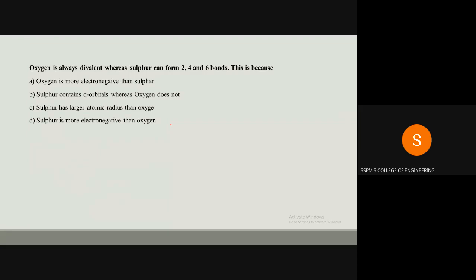Oxygen is always divalent, whereas sulfur can form 2, 4, and 6 bonds. This question is related to the electronic configuration.